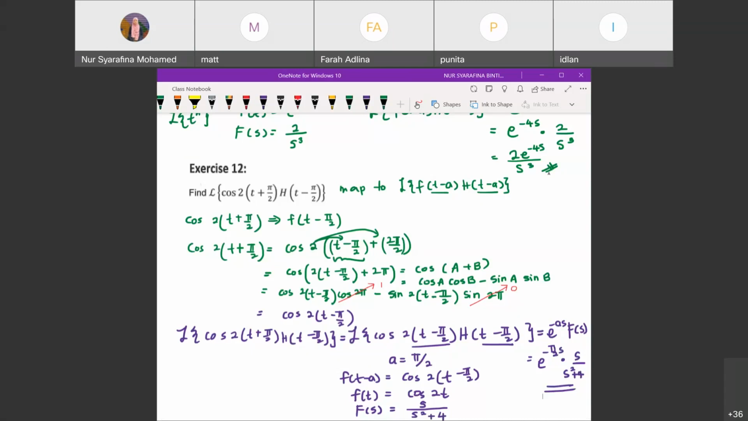Anyone has question? So usually in trigonometry, if you want to reduce the function, we can always use the identity.